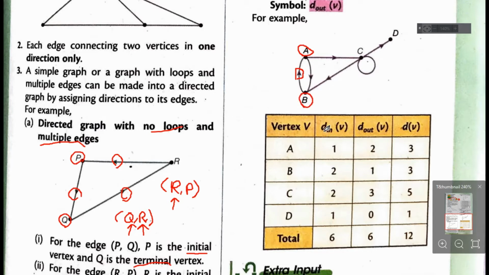Okay, for vertex B, in degree. How many lines coming into B? We have 1, 2. So we have 2 here. Then out degree, how many lines coming out from B? Only 1. Total 2 plus 1 equals 3.